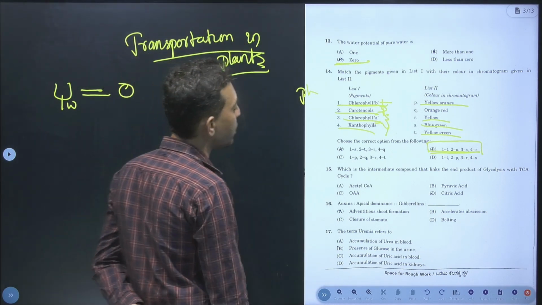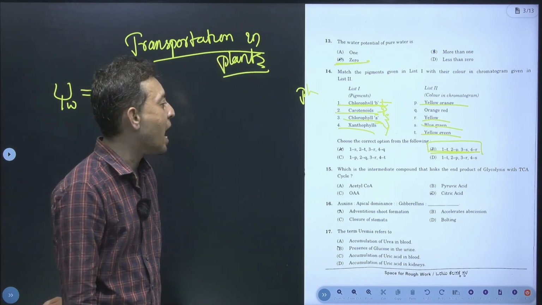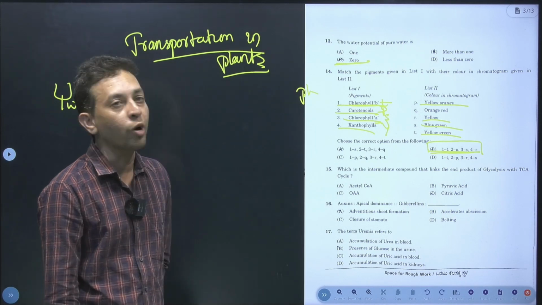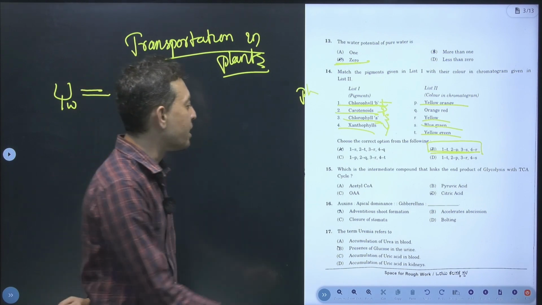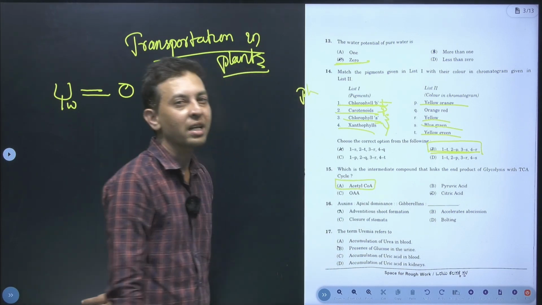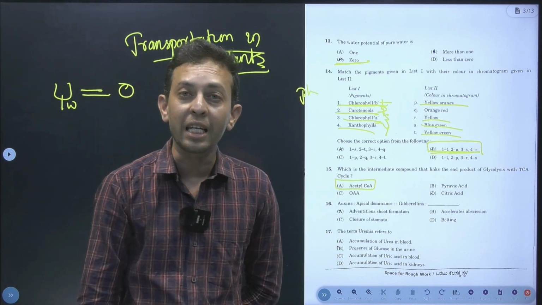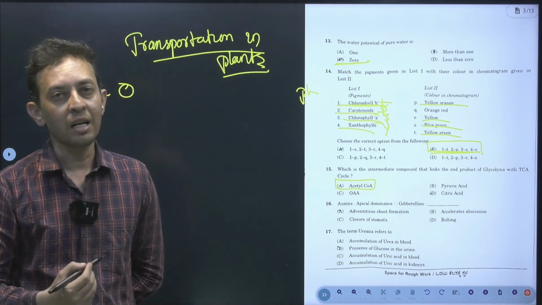Moving on to the next question: which is the intermediate compound that links the end product of glycolysis with the TCA cycle? That is, students, acetyl coenzyme A. Acetyl coenzyme A is the compound that links glycolysis and the Krebs cycle.